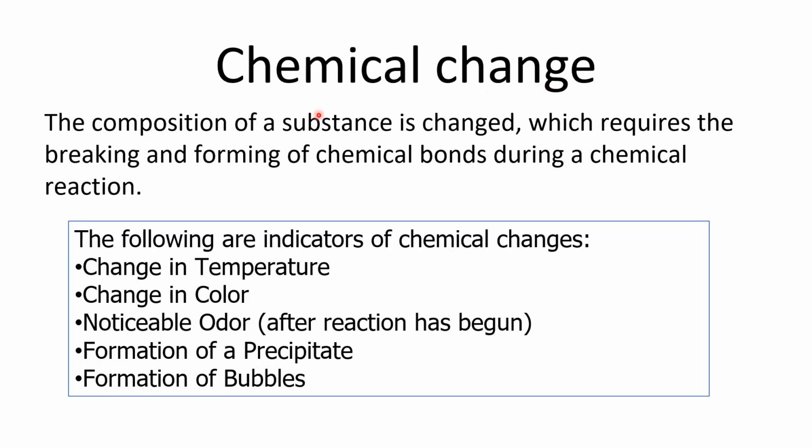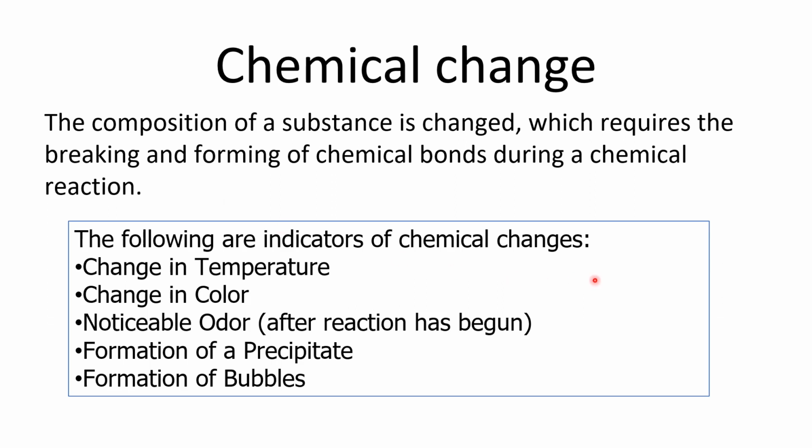A chemical change is where the composition of a substance is changed, which requires the breaking and forming of chemical bonds during a chemical reaction. Now, as the bonds are breaking and as the new bonds are being formed, it shows that there is some new compound or new molecule which is formed in that reaction. So that's why we say that it's a chemical change.